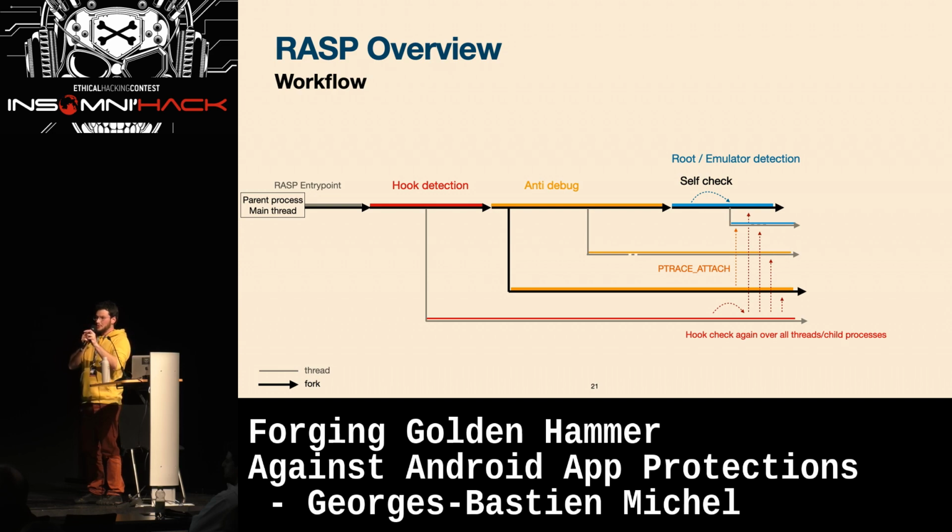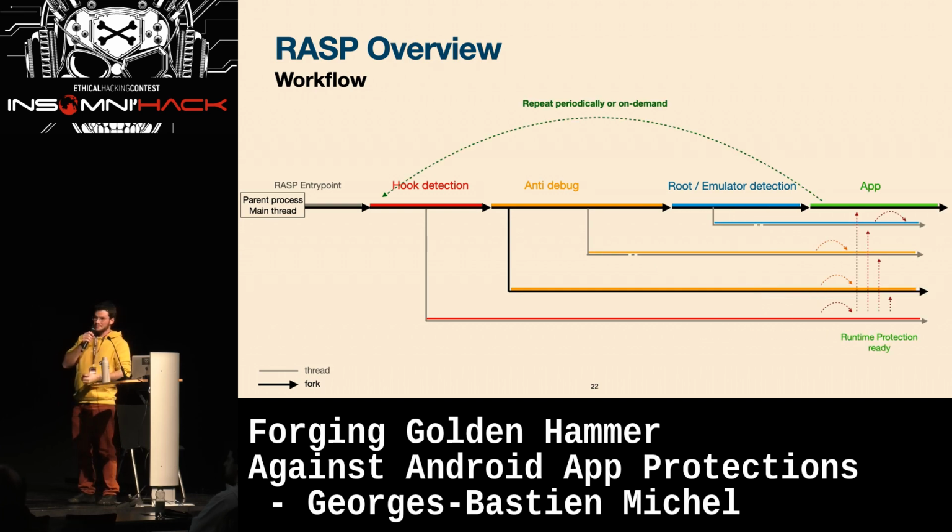Each time a protection layer is deployed, or each time a new thread is created, all detections already available are rechecked. Finally, the execution flow returns into the app, and you have a lot of threads running in the background doing these kinds of checks periodically, or only on demand when the application wants to do something sensitive.